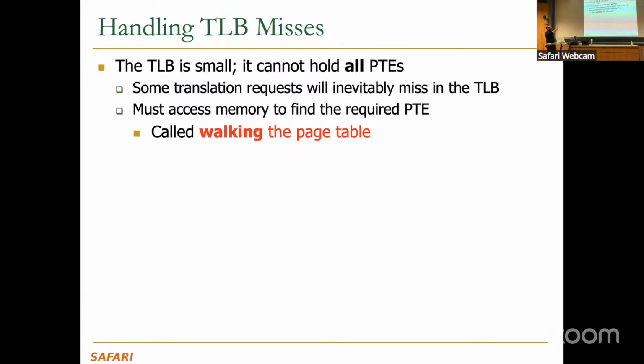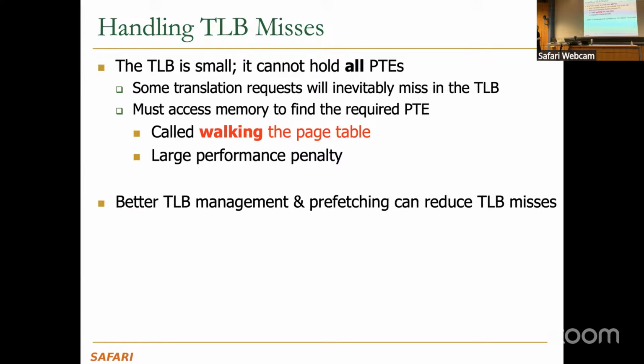So there are many translation requests, though, which are going to miss in the TLBs. We might not find all our translation requests hitting in the TLB. And in this scenario, we need to access the memory to find the corresponding page table entry. This is the process we call walking the page table at the hardware level. And this has, as I will show you later, a very large performance penalty. And if we do a better job in TLB management and TLB prefetching, we could reduce the TLB misses.